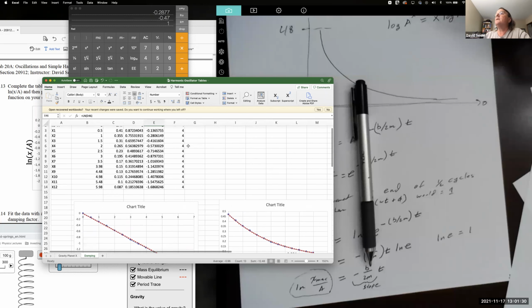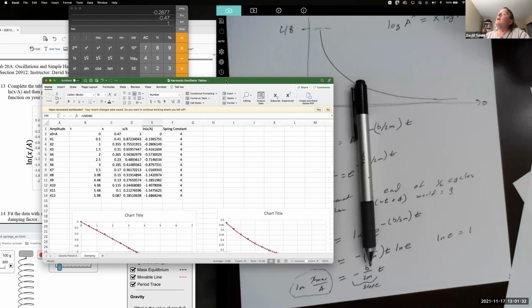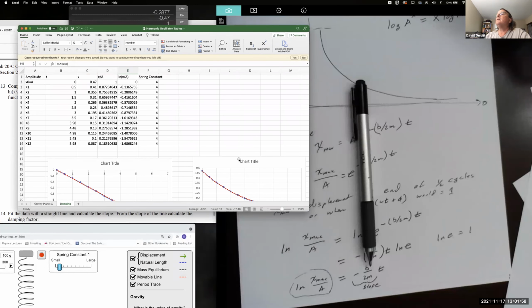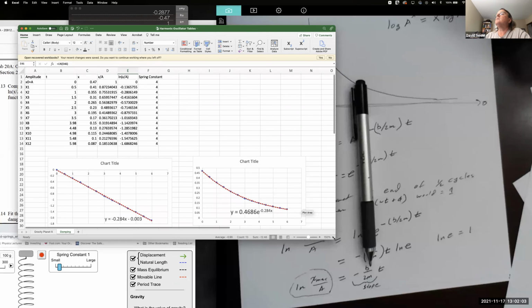So for instance, here's a batch of data I did. Here were my values of x at 0. Here's my values at the different positions. So your table is going to look something like this. I did this at spring constant 4, presumably. Hope that's right. Okay. So I had a spring constant of 4.